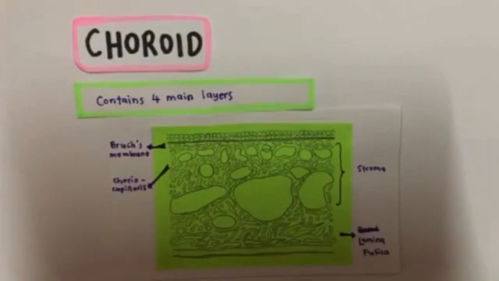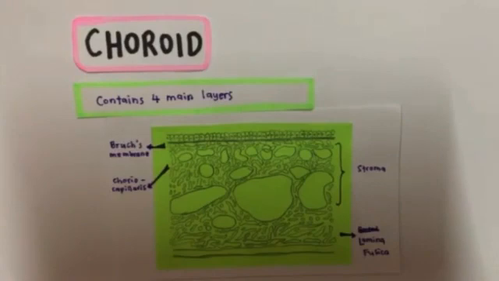Choroid contains four main layers, which are Bruch's membrane, also called the basal lamina, choriocapillaris, stroma and lamina fusca. Basal lamina is the innermost layer of the choroid. It is a compound basement membrane between the retina and choriocapillaris.